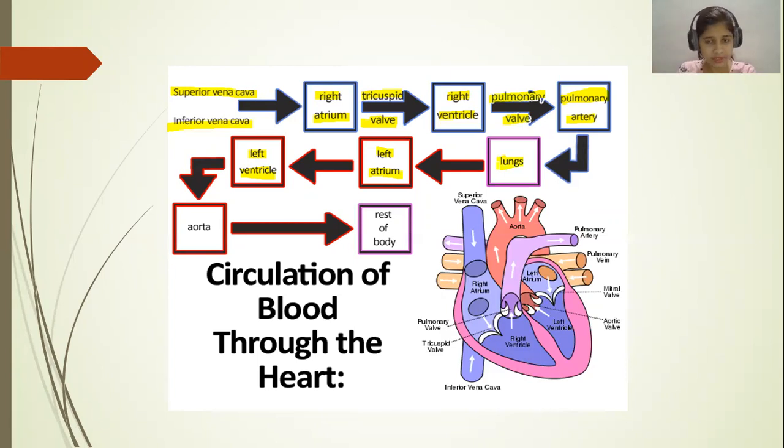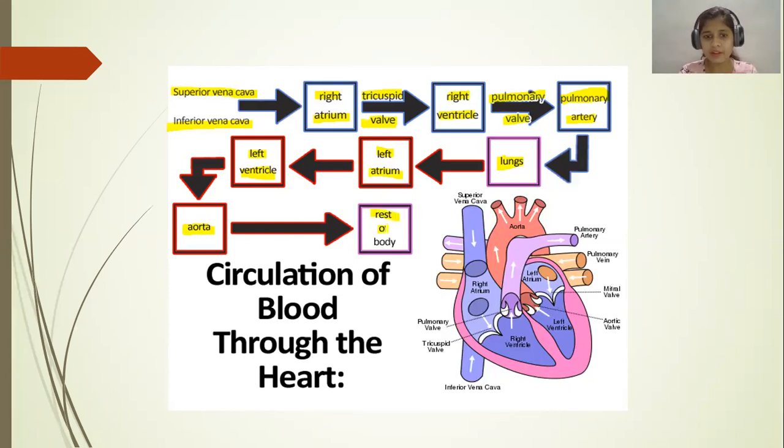Again from the lungs, the oxygenated blood will enter the left atrium. From the left atrium, it will enter the left ventricle. Here we have one more valve known as the bicuspid or the mitral valve. And from the left ventricle, it will go to the aorta, where the aorta will distribute it to the rest of the body.